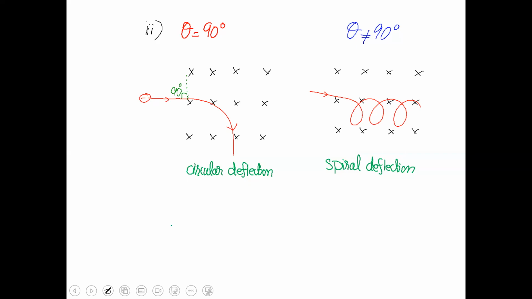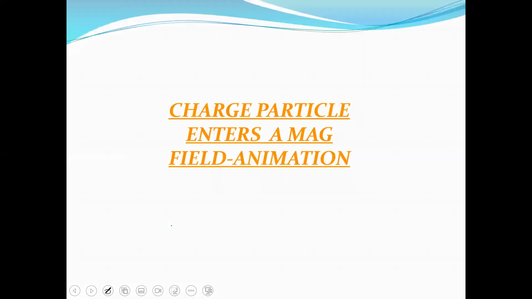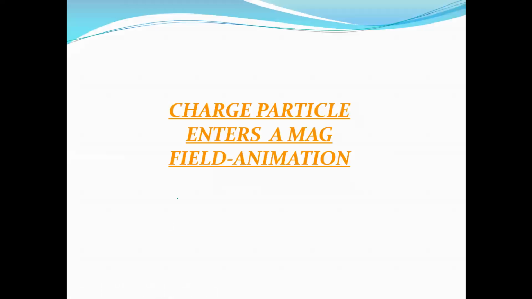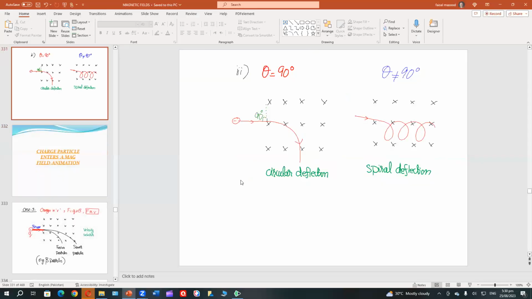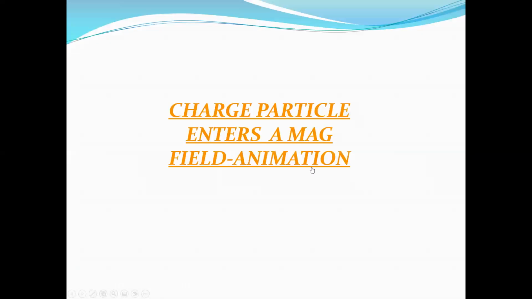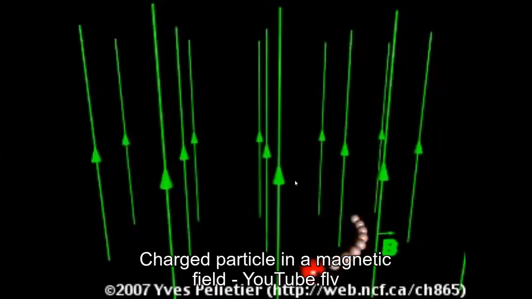Done, sir. So there is a deflection difference. Now, when a charged particle enters at an angle other than 90, the deflection will not be circular. It will be a deflection in a spiral form. This animation shows how it appears.